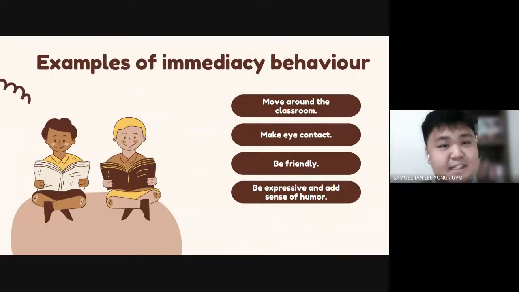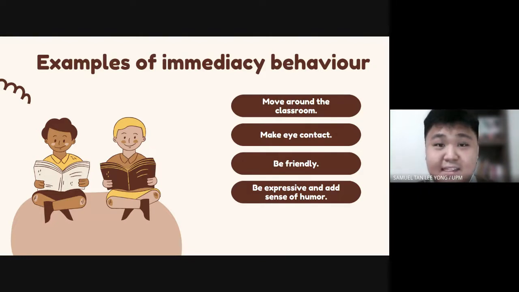So now some examples of immediacy behavior: teachers moving around the classroom. Of course, teachers should only move around the classroom at an appropriate timing. For example, during group activities or when students are doing their exercises. So you move around so that the students can reach out to you easily when they have any questions.